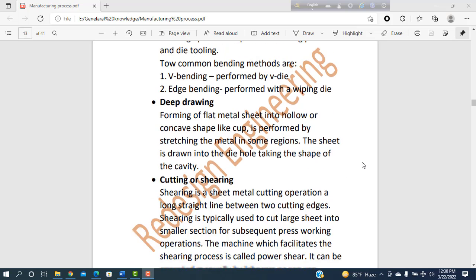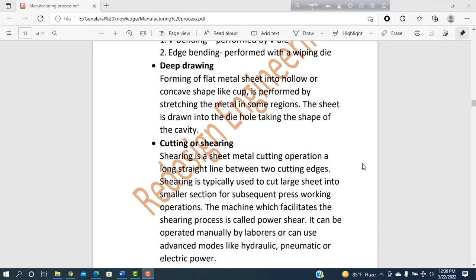Deep drawing. Forming of a flat metal sheet into a hollow or concave shape like a cup is performed by stretching the metal in some regions. The sheet is drawn into the die hole, taking the shape of the cavity.